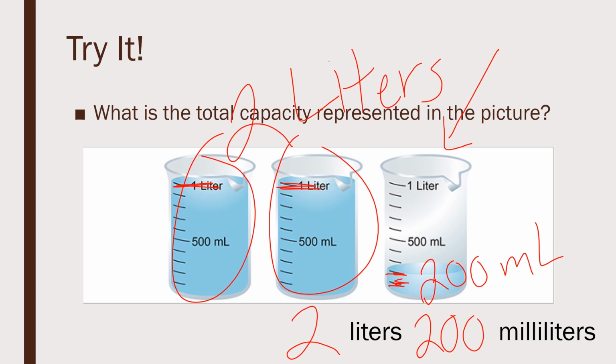You can think about this bonus question if you want to. How many more milliliters do we need to get to 3 liters? So right now we have 2 liters and 200 milliliters. How much more milliliters would we need to get to 3 whole liters? You can count on until we get to 1 whole liter in the last container.